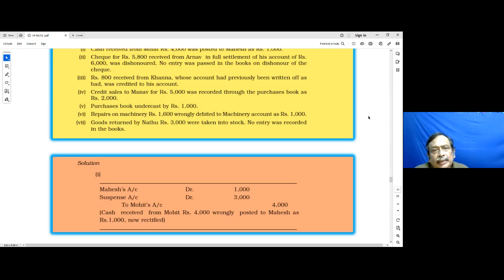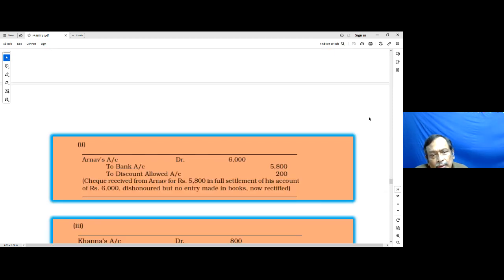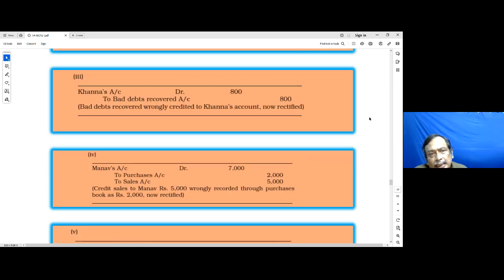Rupees 800 received from Khanna, whose account had previously been written off as bad, was credited to his account. So we pass the entry Khanna's account debit 800 to bad debts recovered account. Bad debts recovered wrongly credited to Khanna's account, now rectified.